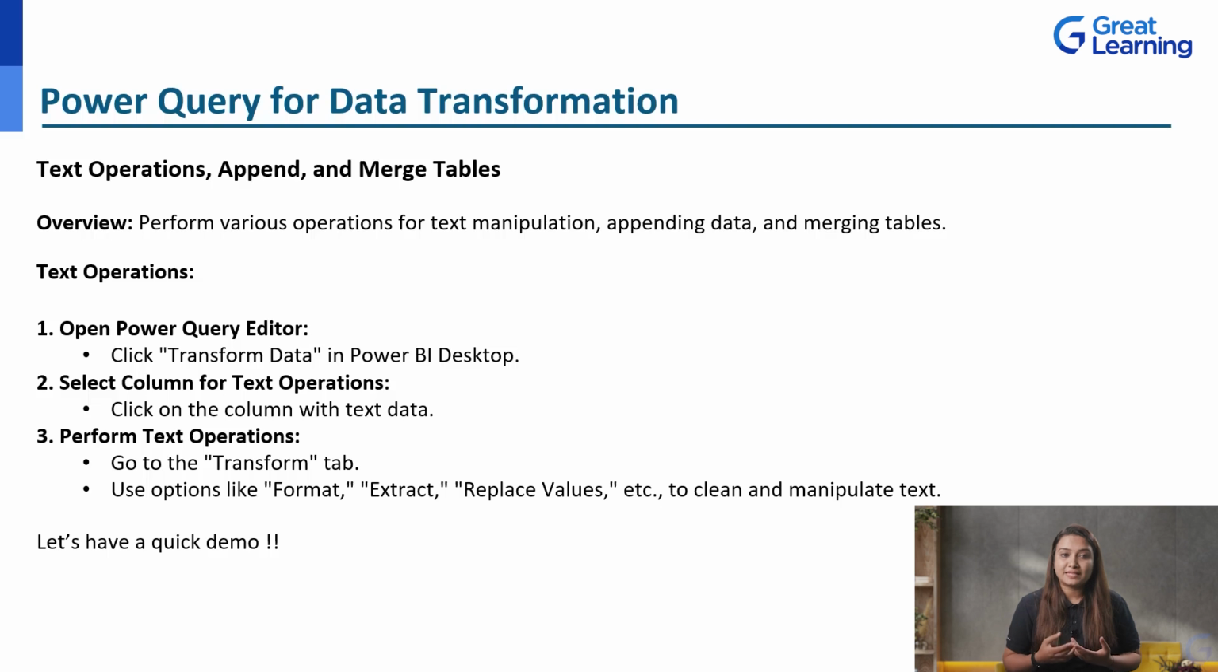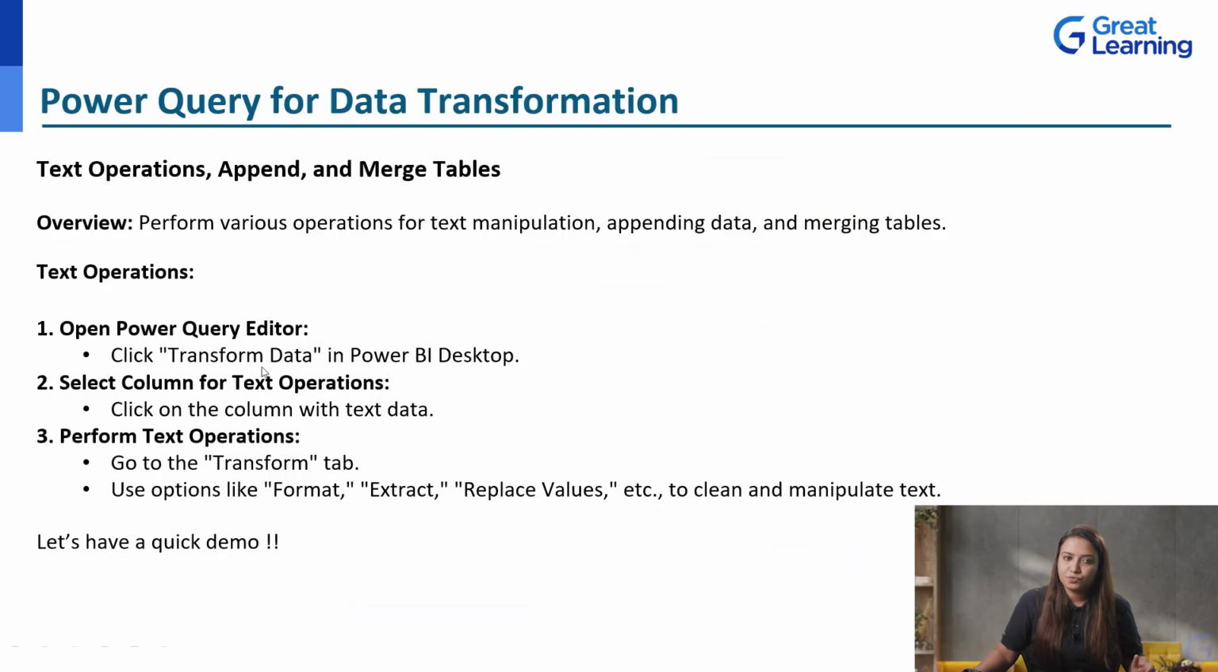Let's see how we do text operations, appending and merge tables. We've already seen how we merge the columns, but let's see again how we merge the tables. First, in text operation, we have to go to transform data again and click on a column with text data, and transform the text using options like format, extract, replace values, etc. to clean and manipulate the text.